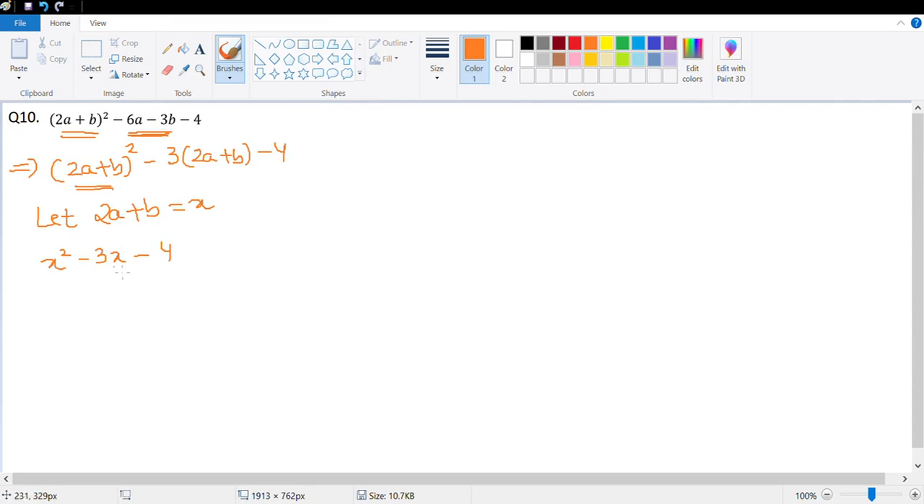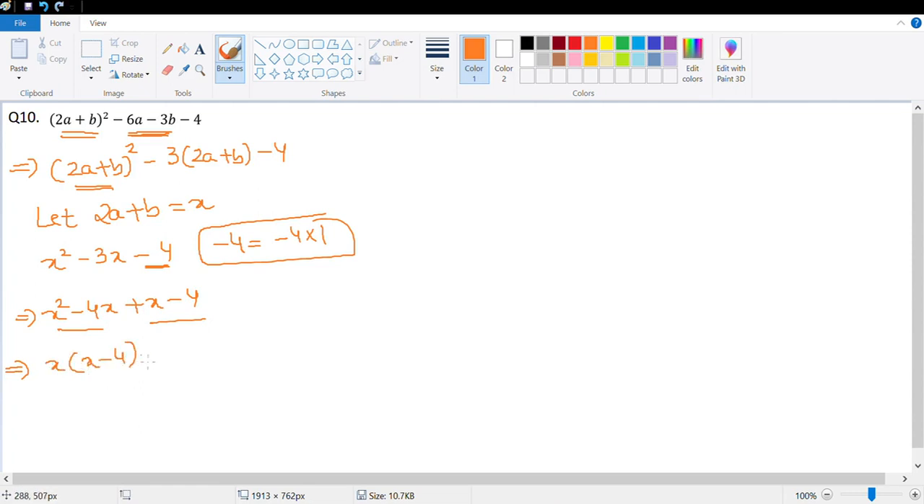Now, if I were to factorize this, I need to find factors of negative 4, the sum of which should be negative 3. So negative 4 can be written as negative 4 into 1. Yes, so what we'll get is x square minus 4x plus x minus 4. Grouping it the way I've underlined, we get x times x minus 4 plus 1 times x minus 4. x minus 4 is common, so x minus 4 times x plus 1. So that's the final answer.